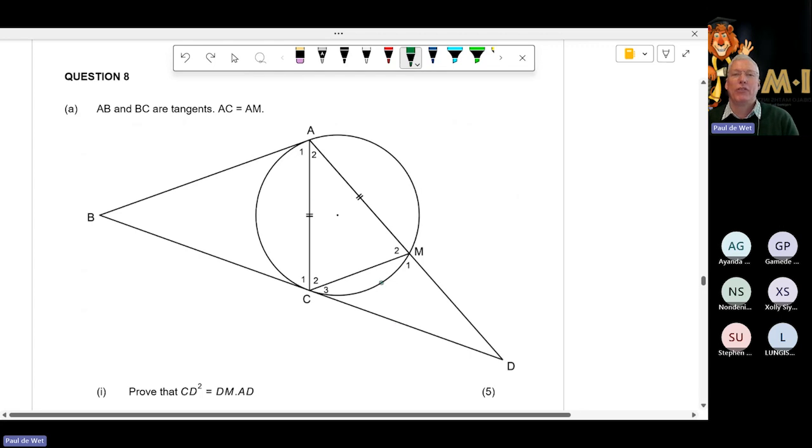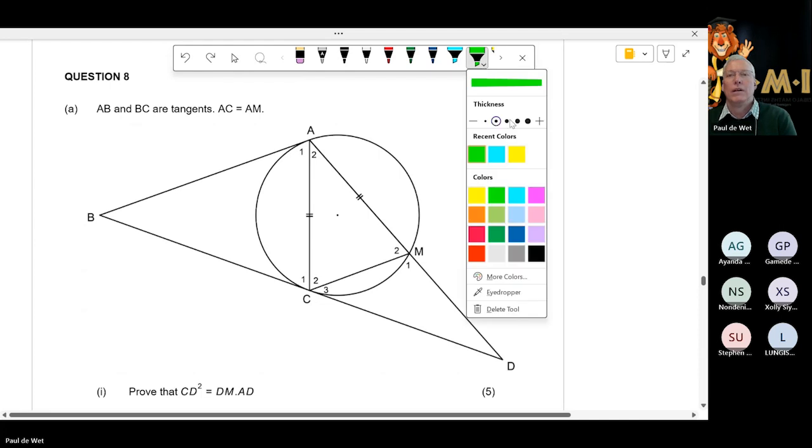Can anybody tell me what triangles they think we should maybe prove similar? Yeah, so we've got some answers. The triangles that are similar are ABC and ACM.